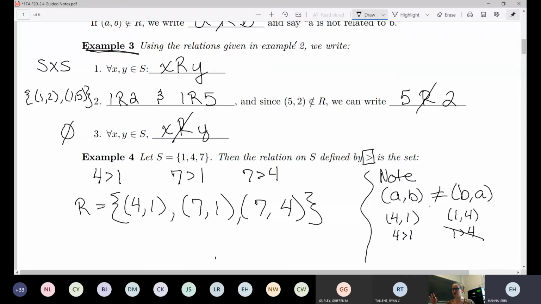The order definitely matters with these relations. If you're given the relation, do not change the order. If you have to find the relation, be very careful of your notation and your order, because that'll definitely matter.